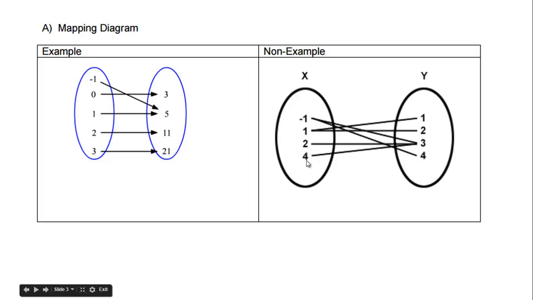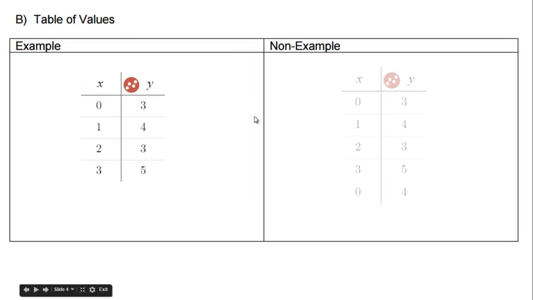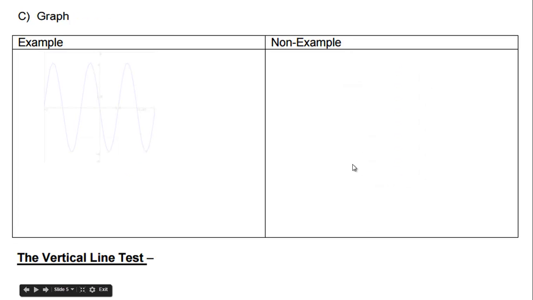But the fact that 4 points to 3 and 2 points to 3, that's okay. It's just what makes it not a function is these guys here. So every one has to point to only one value. You really just need to know what to do when you plug in an input. Table of values, you've got a number coming up twice in the x column. You can pause at any time if I go too fast.